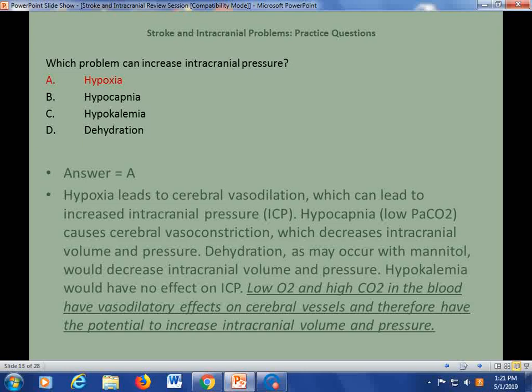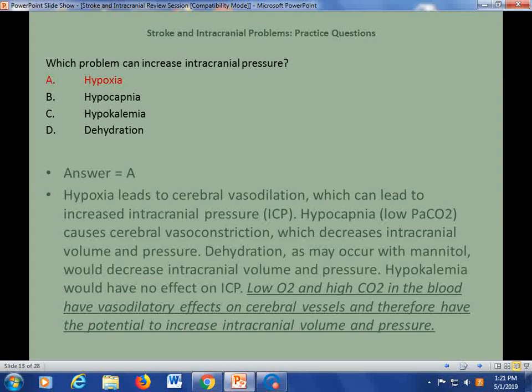Now, hypocapnia means low CO2, and it's actually the reverse. High CO2 will cause the blood volume in the head to increase.